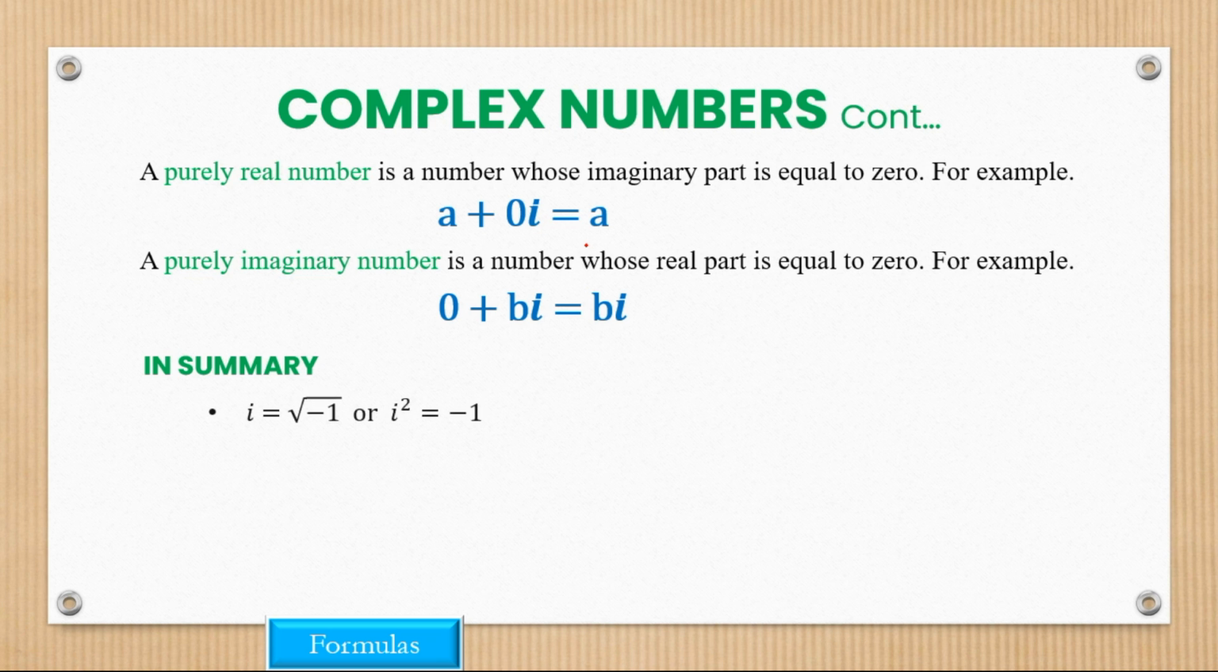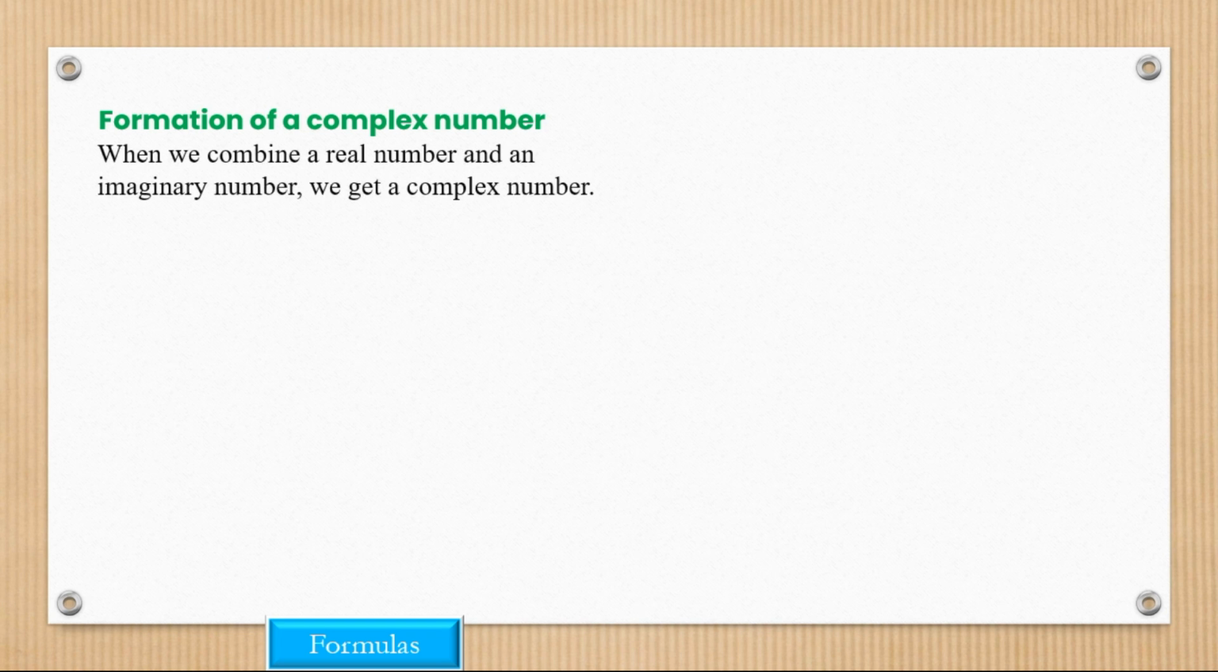Alright, so in summary, we can see that i is equal to root of -1, or we can also say that when we square the i and the root disappears, we have i squared being equal to -1. So a plus 0i, which is an example of a purely real number, is equal to a, then 0 plus bi is equal to bi. So this is how we form a complex number. When you combine a real number and an imaginary number, we get a complex number.